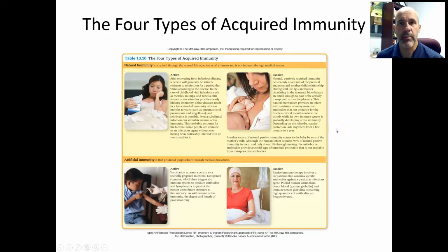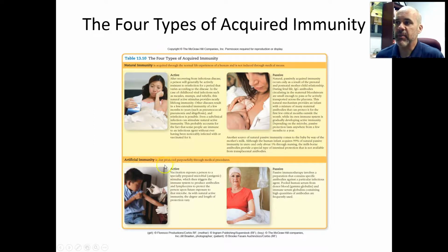Passive immunity is temporary, so you want to keep that in mind. Because remember when we were going over the different classes of antibodies, they have certain half-lives. How long does it take for their concentration to drop by about half? And for many antibody types, it's just a matter of days. So they don't last forever.